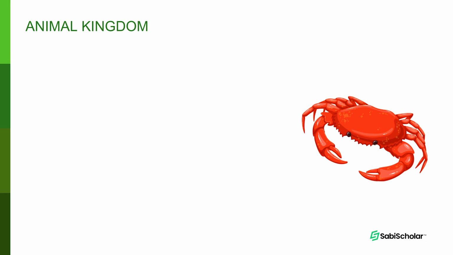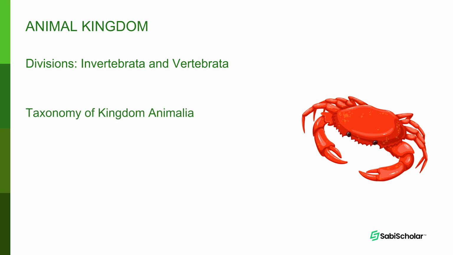Moving on to the animal kingdom, we have 2 divisions. The first one is the invertebrate, and the second one is the vertebrate, or you can call them the invertebrata and the vertebrata. All animals belong to this kingdom and they are usually motile. In contrast to the plant kingdom, they don't produce their own food, rather they depend on ready-made food from their surroundings. Looking at the taxonomy of the kingdom Animalia, we'll first take that of the division Invertebrata, that is animals that don't have backbones.